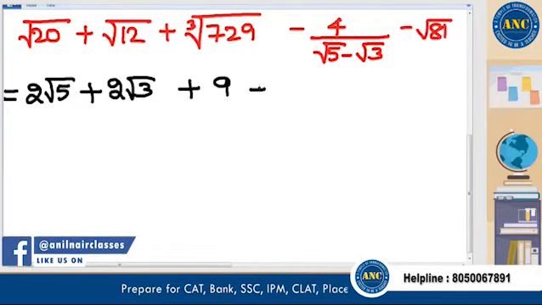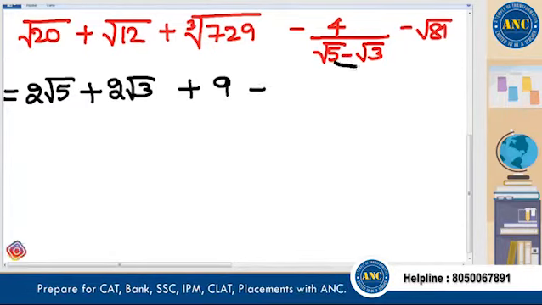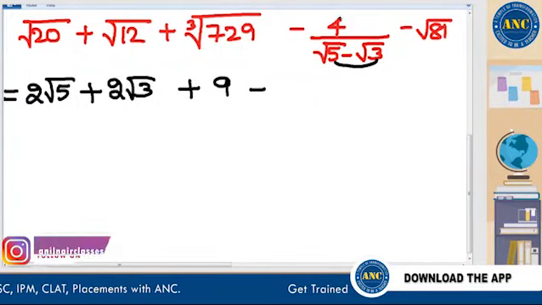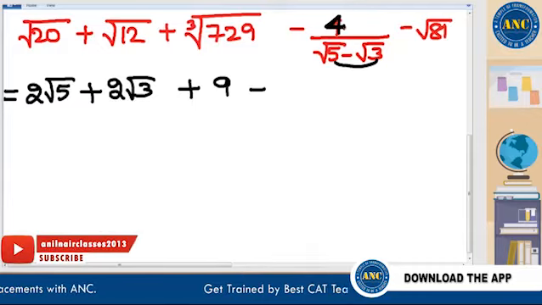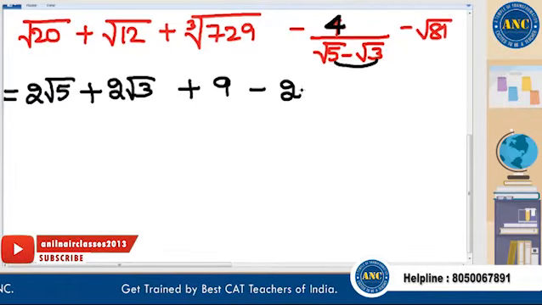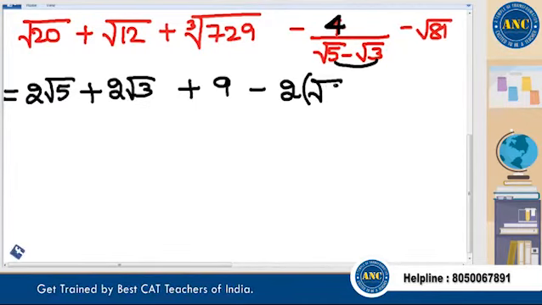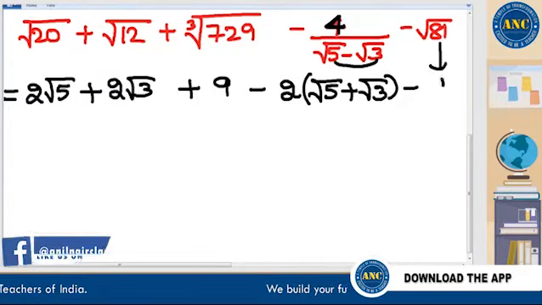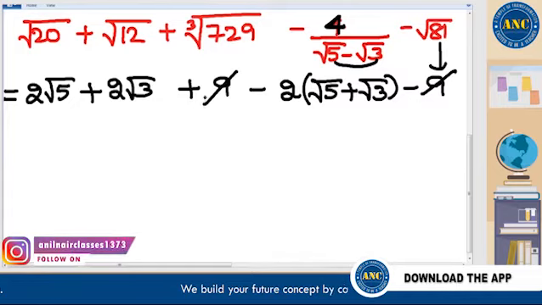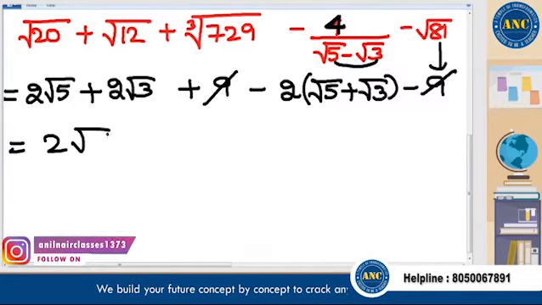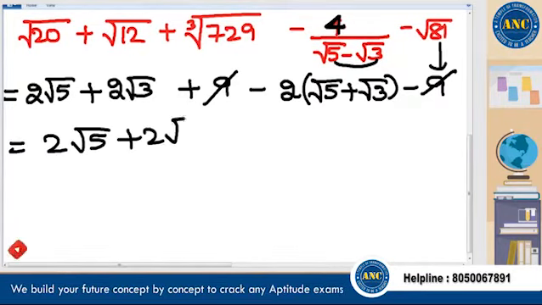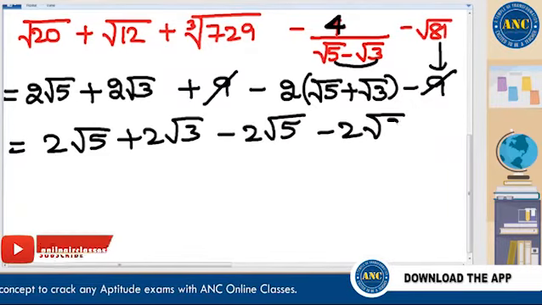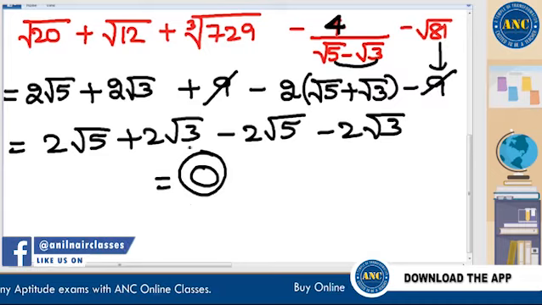Minus. Now see here. 5 minus 3 is 2. Correct, right? When 4 is divided by that 2, you will end up with 2. Numerator is the rationalized term: root 5 plus root 3, minus root 81 which is 9. This will cancel. Right? This will cancel. 2 root 5 plus 2 root 3 minus 2 root 5 minus 2 root 3. Everything will get cancelled. Answer is 0.